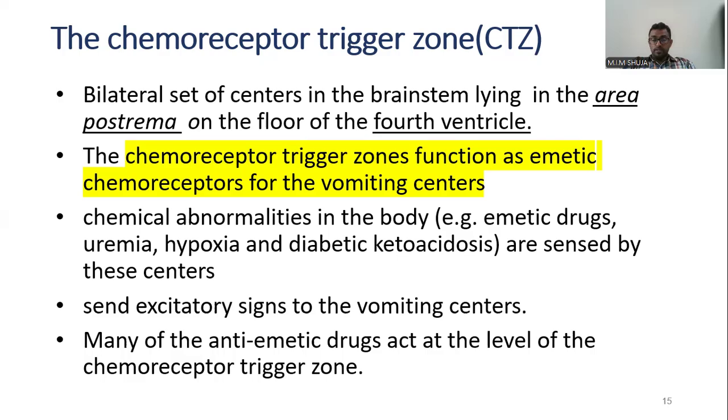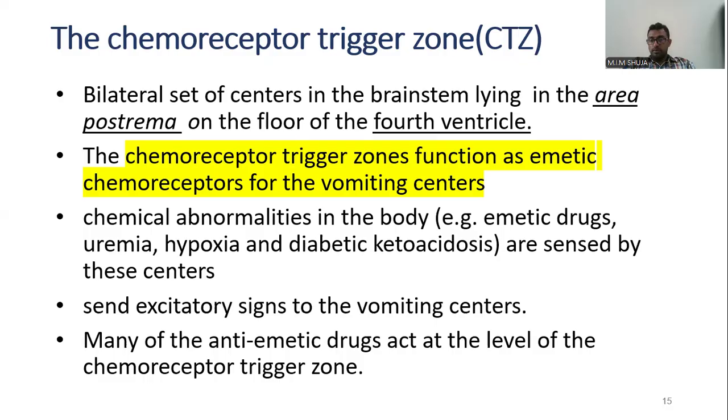Once the chemoreceptor trigger zone is stimulated, it does not directly produce the final act of vomiting by itself. Instead, it sends excitatory signals to the vomiting center in the medulla. The vomiting center then coordinates the full vomiting response through the gastrointestinal tract, respiratory muscles, abdominal muscles, and cranial nerves. This is clinically very important because many antiemetic drugs act at the level of the chemoreceptor trigger zone.